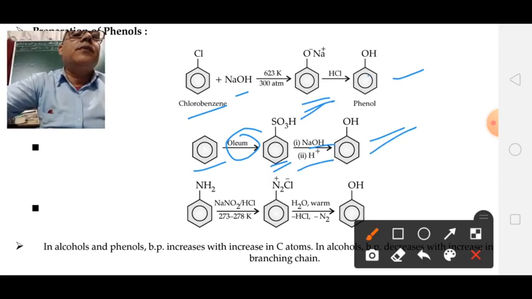Similarly, you can prepare it from the diazonium salt. First of all, you have to make the diazonium salt in presence of NaNO2 and HCl. Then you get diazonium chloride. On heating it gives phenol. Okay.